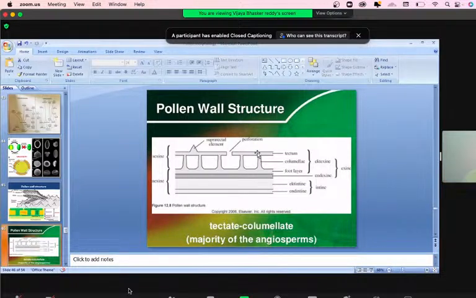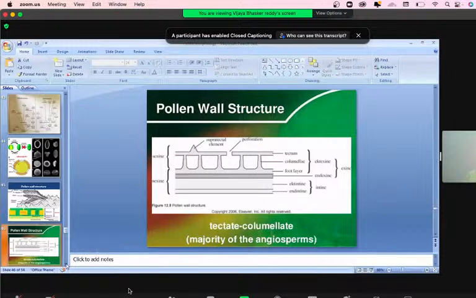But don't get confused. It's very simple. Two terms you can use: nexine and sexine. Nexine is the non-sculptured part, and the sculptured part is called sexine. Simple. So above the tectum, if you find any ornamentation patterns, that's called supratectal ornamentation. Below the tectum, if you find such ornamentation patterns because of baculae arranged into different patterns, then that's called subtectal ornamentation patterns.